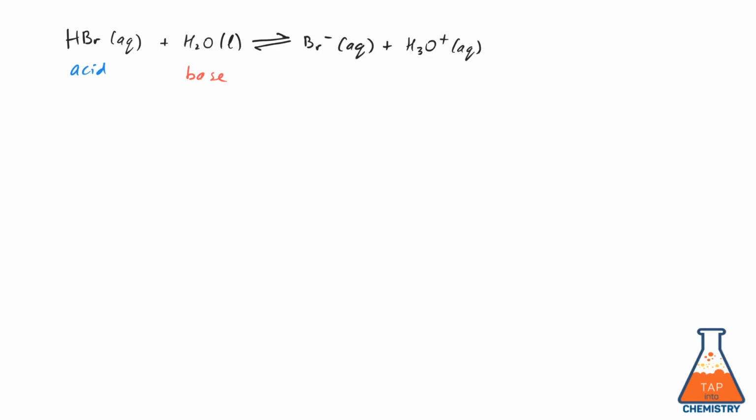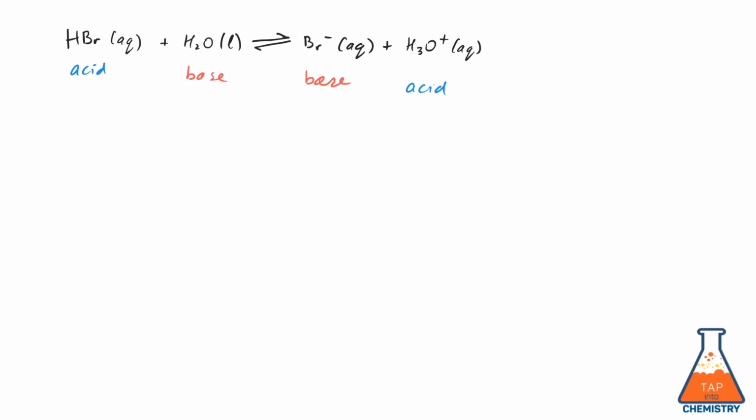Interestingly, in any acid-base reaction, the products are also acids and bases. For example, in a reaction of hydrobromic acid and water, the hydrobromic acid is the proton donor, so it's the acid, and water is the proton acceptor, so it's the base. The products of the reaction are a bromide ion and a hydronium ion. If the reaction were to go in reverse, hydronium would donate a proton to bromide to form water and hydrobromic acid, making hydronium the acid and bromide the base for that reaction.